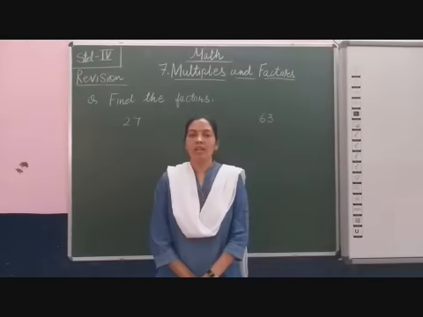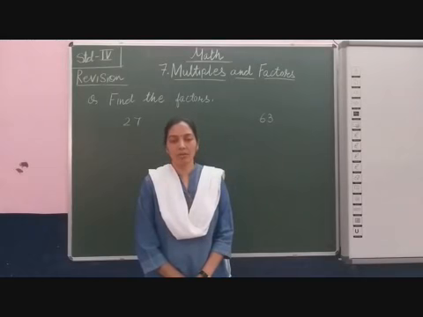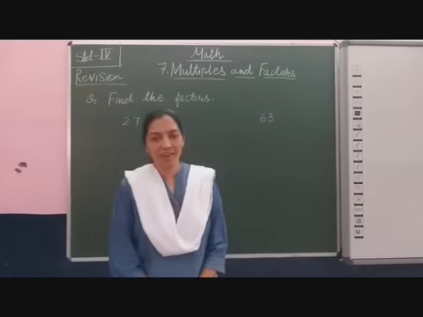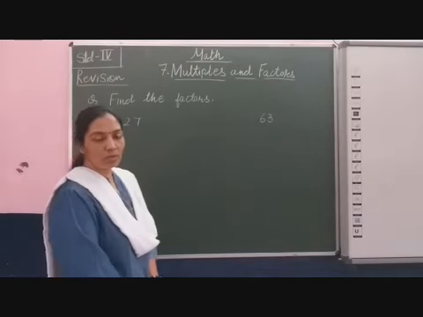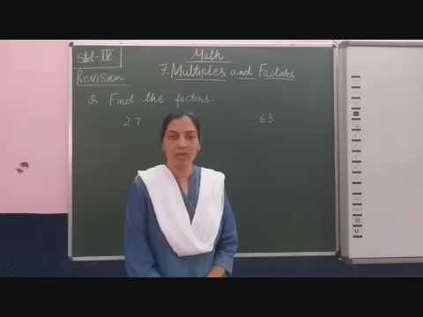Now student, here we will see this question based on the factors. The first question is given: find out the factors. Here 27 and 63, two numbers are given. So first of all we will find out the factors of 27.